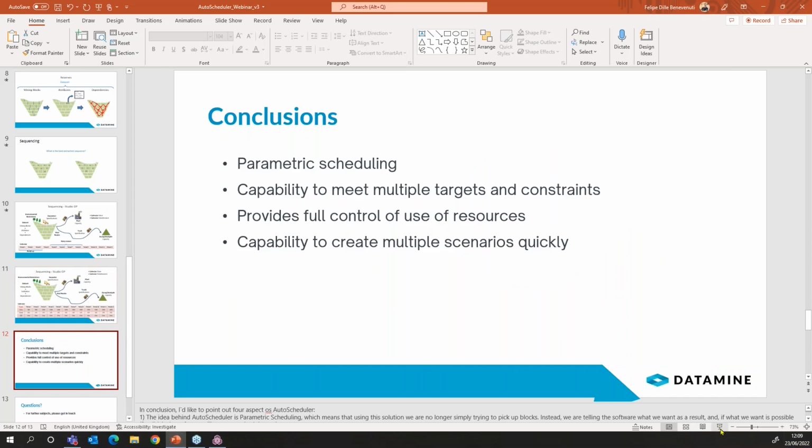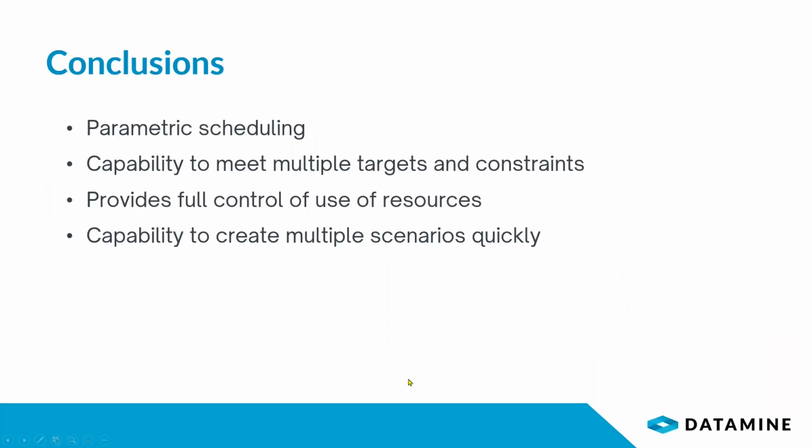All right, I think I have finished what I have prepared here. Well, I have a little conclusion slide. Will be kind of brief. So in conclusion, I'd like to point out 4 aspects of AutoScheduler. So the first one is the idea behind AutoScheduler is parametric design, parametric scheduling, which means that using this solution, we are no longer simply trying to pick up blocks. Instead, we're telling the software what we want as a result, and if what we want is possible, if it's feasible, the software will output a schedule ready to go, right?